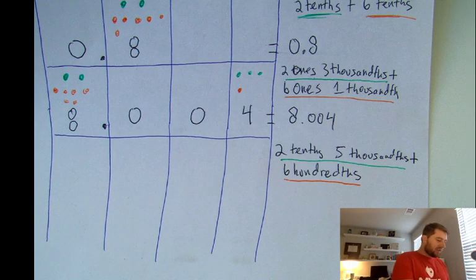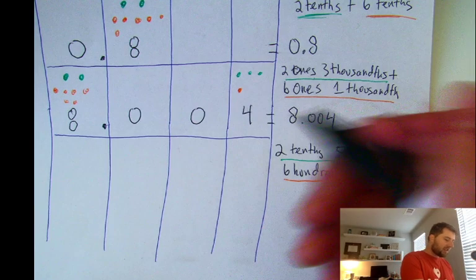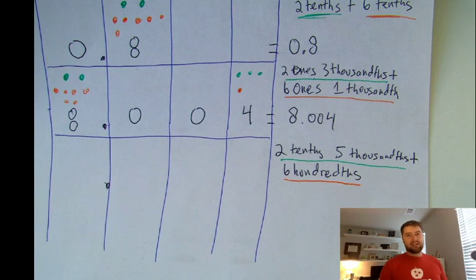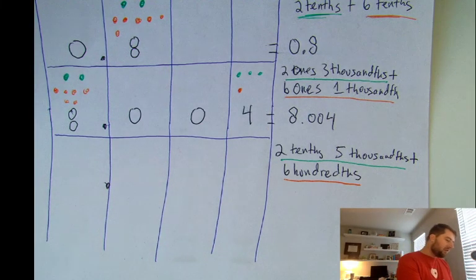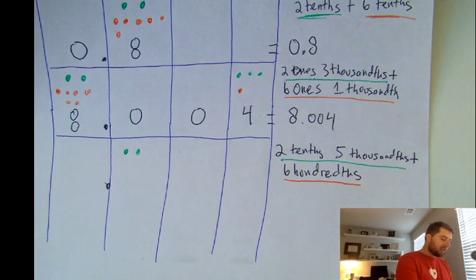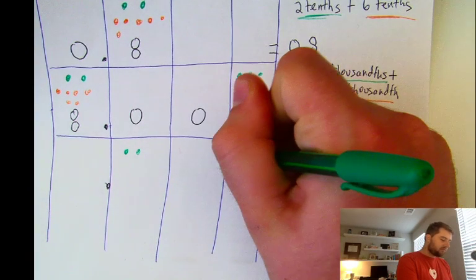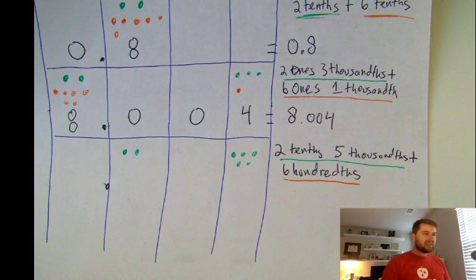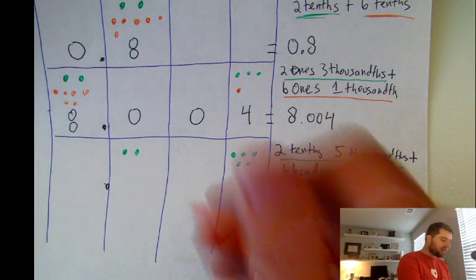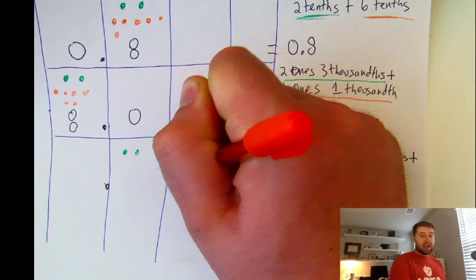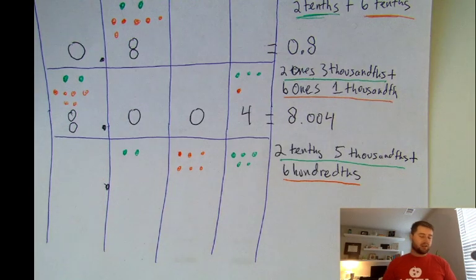All right, so always our decimal place is in the same exact spot, and we just put that there. It's already at the top. I like to keep track of our decimal place always. So then our green number has 2 tenths, so we'll put 2 dots in the tenths column, and 5 thousandths, so we'll put 5 dots in the thousandths column. Our orange number has 6 hundredths. So I'll put 6 dots in our hundredths column. And then we're just going to go ahead and add each column up.